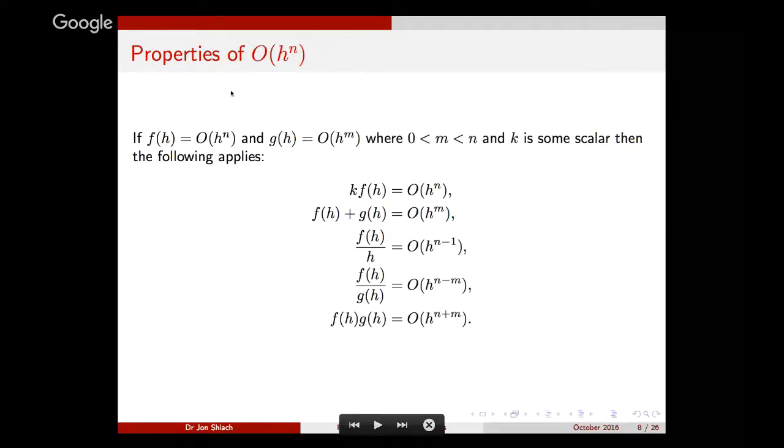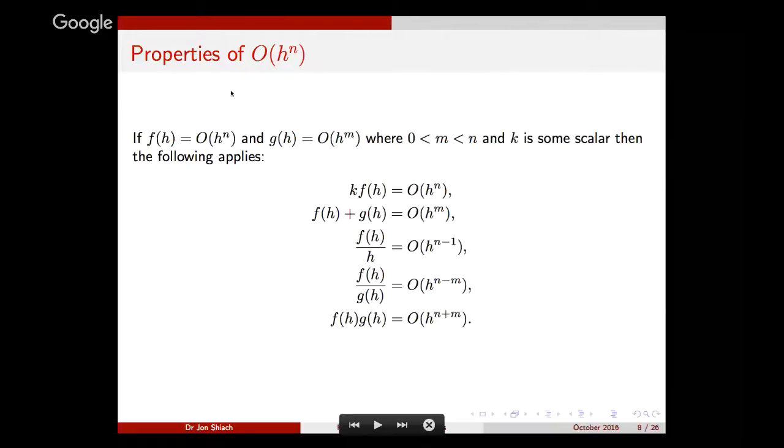Okay, so this big O notation is basically how our method behaves as our step length becomes small. It has some of these properties. If f of h is of order n, and we multiply our function by k, which is just some number, that doesn't change how accurate our method is. So we can multiply a method by a number, and it doesn't change how accurate it is.